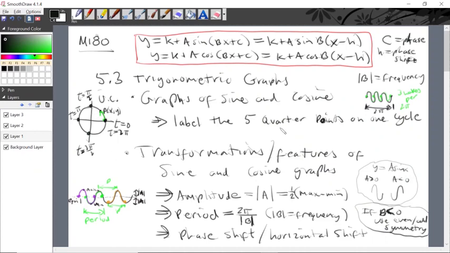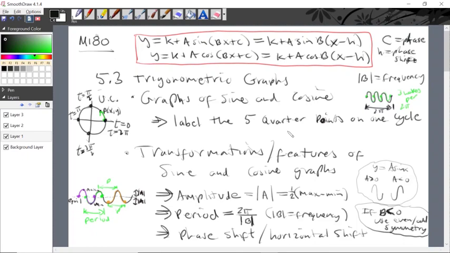So in general, we're going to want to take whatever the period is for the transformed wave function, whatever the given period is. We want to divide that period by 4 in order to find out what length of time there is for each quarter period.